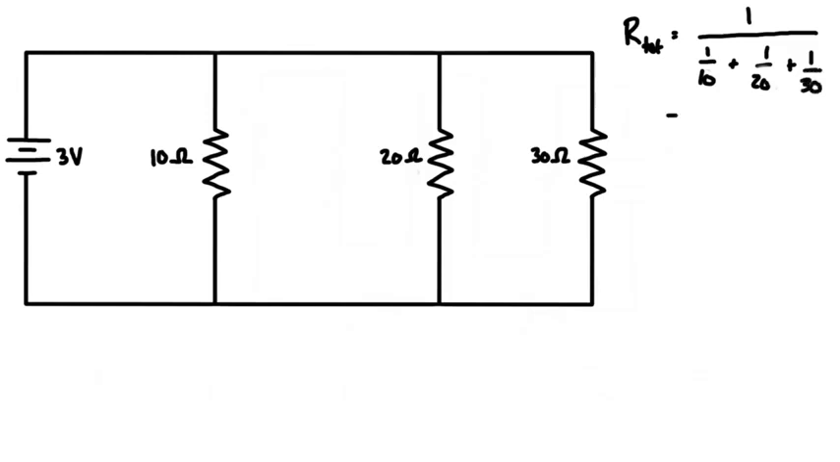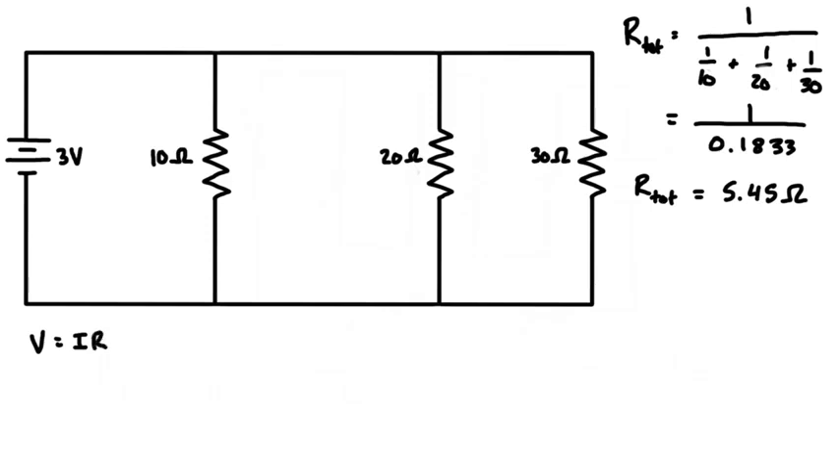If you just crunch this in the calculator, we're going to get 1 over 0.1833, and that reduces to our total being 5.45 ohms. So that's the total resistance or equivalent resistance of these three parallel resistors. And then we can apply Ohm's law. So we have V equals IR, and we can rearrange, so we have I is equal to V over R.